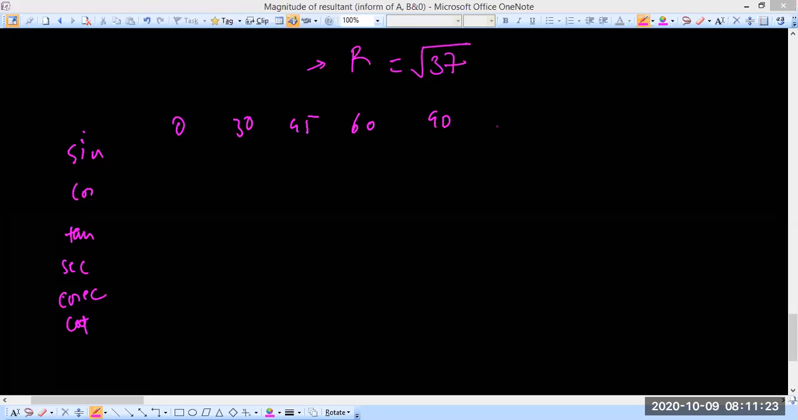Let me tell you that anybody who does not know all these values by heart is very likely to fail in physics. Clear? So please beware.